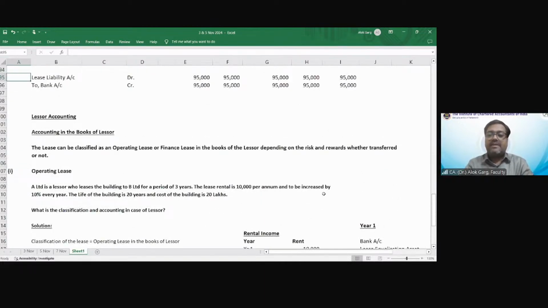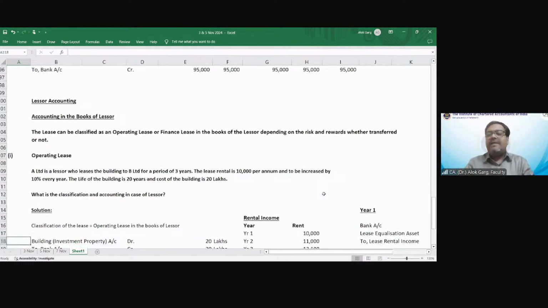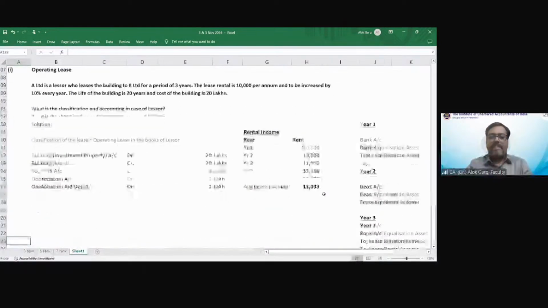We will be discussing accounting in case of finance lease, which is a little complex. But not complex if you have already covered the lease liability calculation and everything, it is not complex for you guys. Comparatively, between operating lease and finance lease, accounting is more complex from the perspective of the lessor. I think this operating lease is clear to everyone, right?